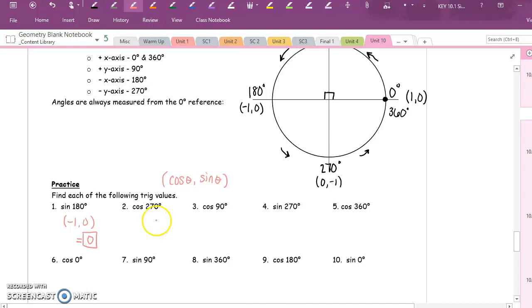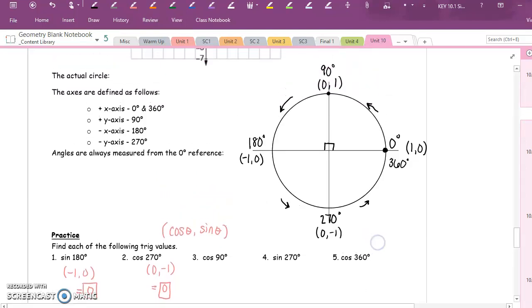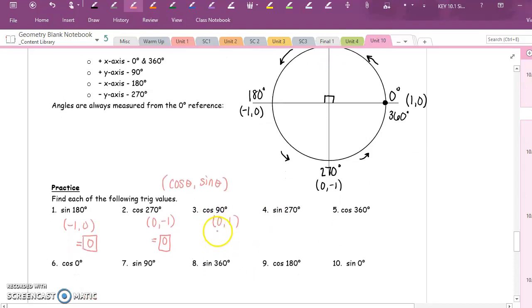The next one, cosine of 270 degrees. 270 is right here. So I'm going to write down my ordered pair, 0, -1. Cosine, that comes first. So therefore my answer is 0. Again, it's not 0 degrees. The answer is just 0. For number 3, we have cosine of 90 degrees. 90 is all the way up here. So I'm going to write down my ordered pair, 0, 1. Cosine is the very first one. So therefore my answer is 0.